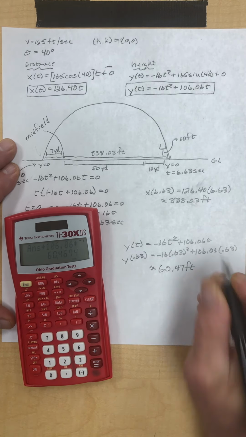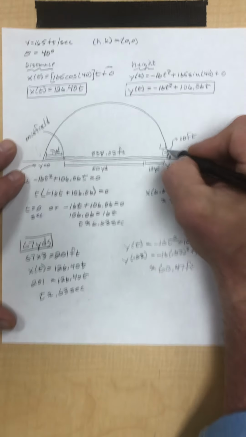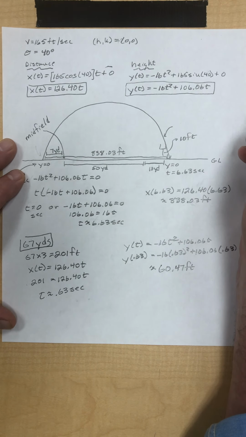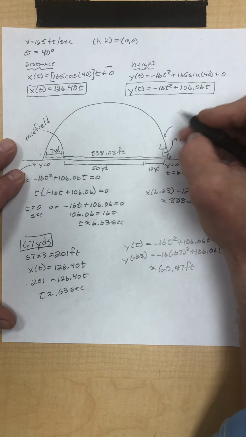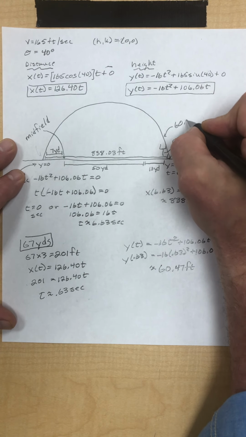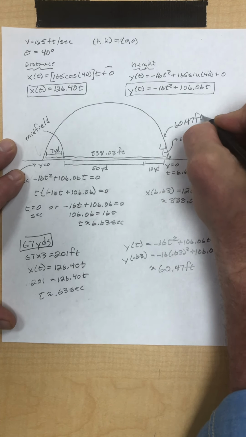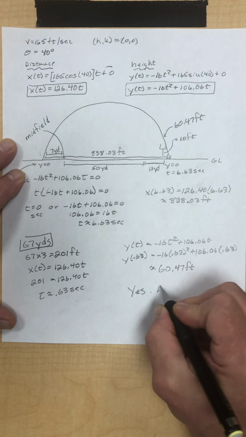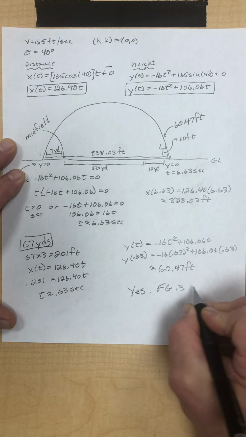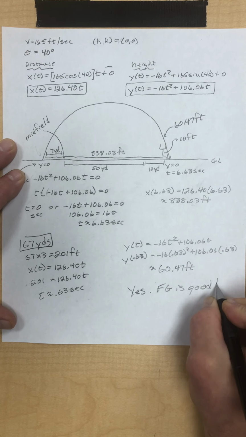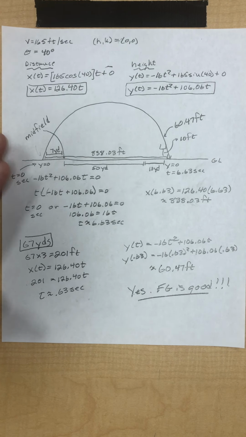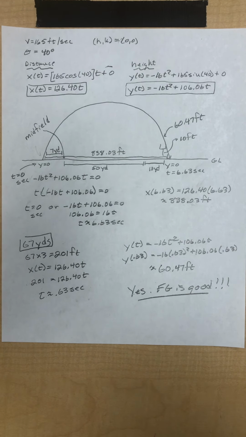And we are at 60.47 feet. So if this is 10 feet, right here, when the ball is right over top of the goalpost, it's at 60.47 feet, which means that yes, field goal is good, and it looks like the Brownies win, which of course they didn't do yesterday. Okay, that'll wrap it up.